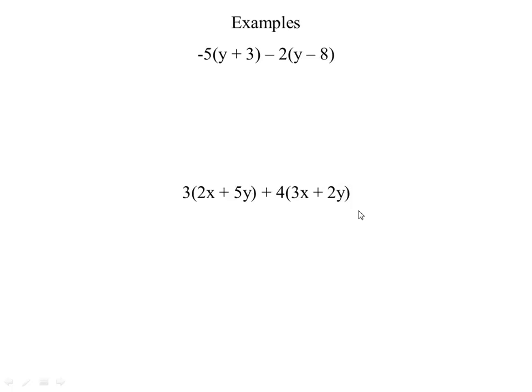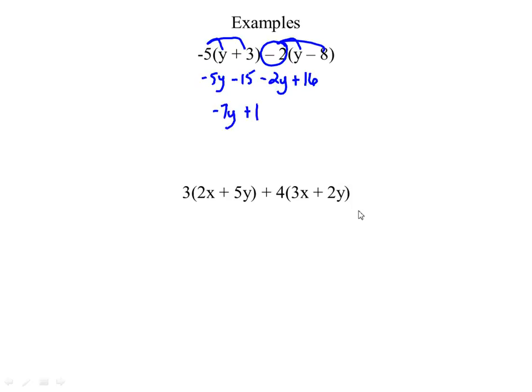Alright, so on this one we're going to take the negative 5 and multiply it through the group, so we'll have negative 5y and negative 15. And then here we're going to take a negative 2 and distribute it through, so we're going to have a negative 2y. Negative times negative is positive, so we'll have a positive 16. One more step, we got to combine like terms. Negative 5y and negative 2y is going to be negative 7y. And negative 15 and positive 16 is going to be a positive 1.